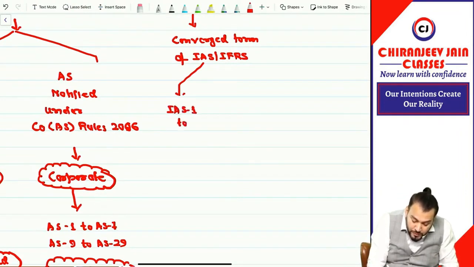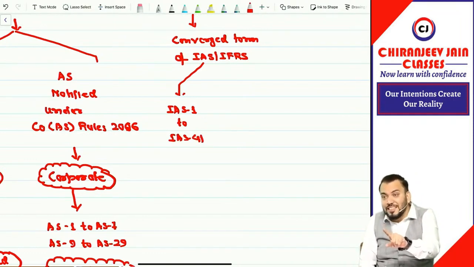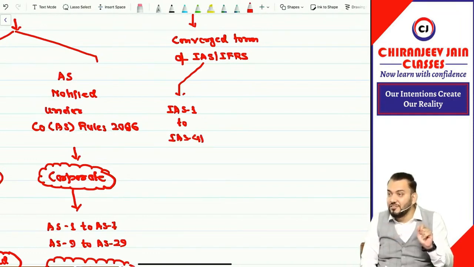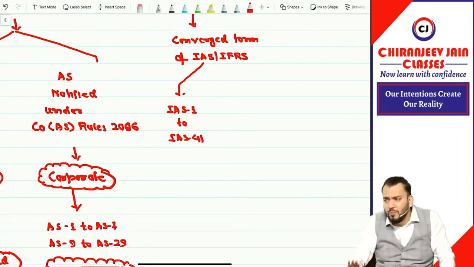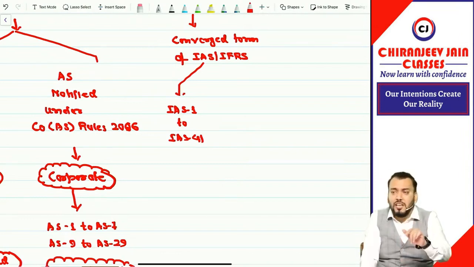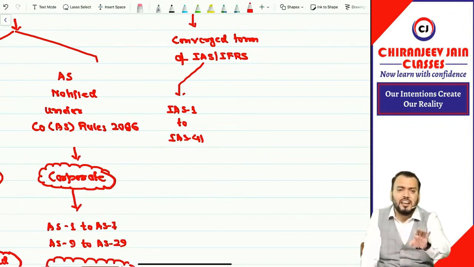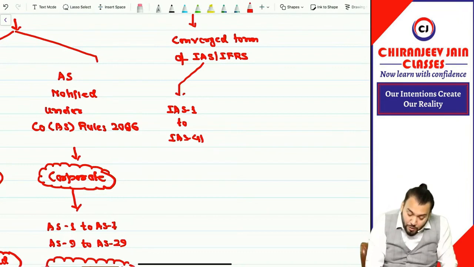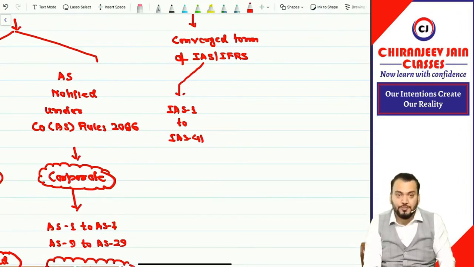IAS 1 to IAS 41 before the formation of the IFRS committee. Understood? Out of which many international accounting standards no longer exist, meaning they are already deleted. Right now I will not say which standard has been deleted. You will automatically understand which one has been deleted. But how many international accounting standards were issued? 1 to 41 have been issued.